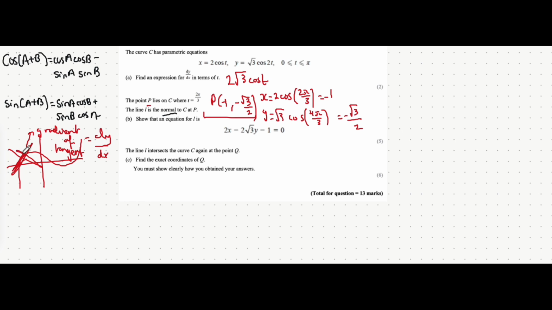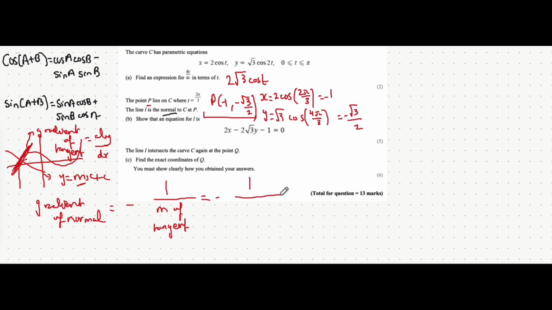The normal, however, is a line that's perpendicular to the tangent. So its gradient is -1 over the gradient of the tangent. Because it's a straight line, we know it's going to be in the form y equals mx plus c, just as it's written out here. We're going to start by finding the gradient of the normal. So let's find -1 over the gradient of the tangent. I'll just write m of tangent because I don't want to waste your time writing out a lot of information. To do that, we have the dy dx formula, which gives a gradient 2√3 cos t.